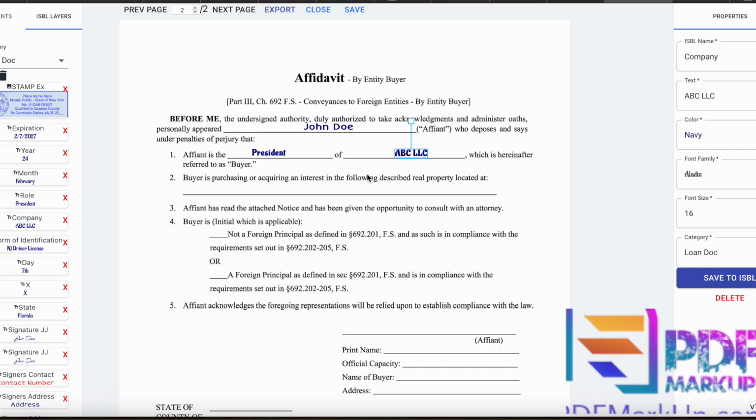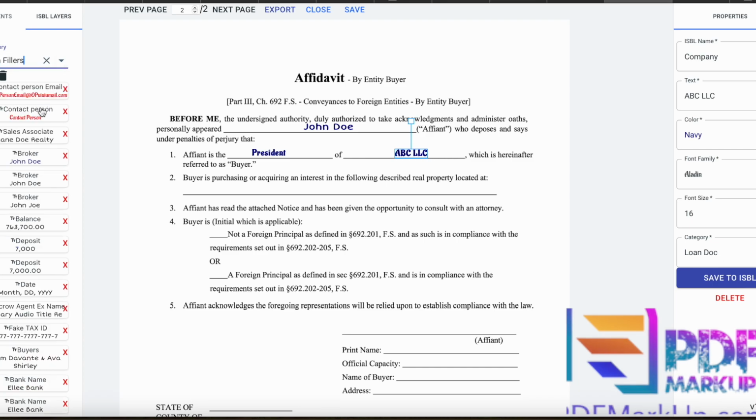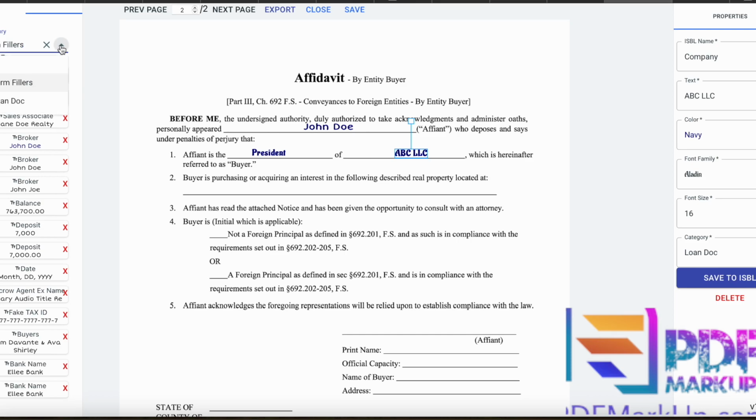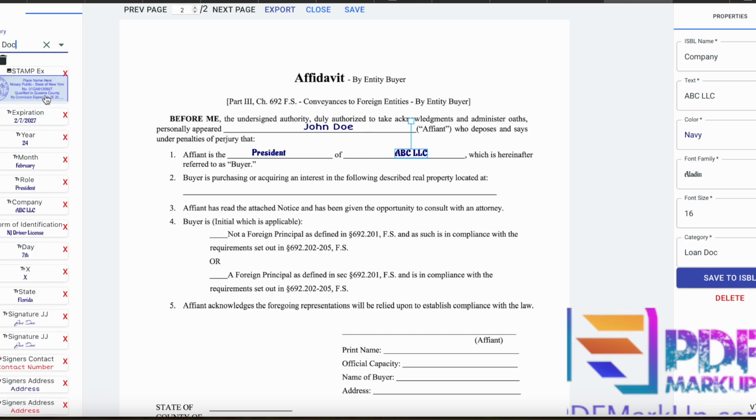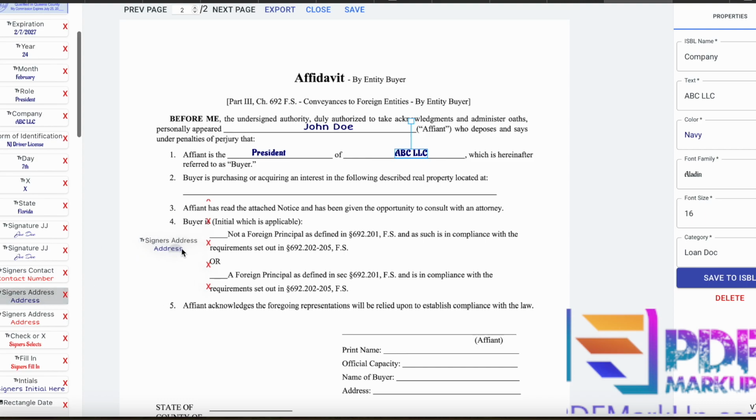Next. Buyer is purchasing or acquiring an interest in the following described real property located at, you put the address, the full address. So you want to put the street number, the street, boulevard name, whatever it is, avenue. You want to go ahead and put the city, state, and the zip code. Sorry about that. I'm over here trying to find the address. Okay, there we go. Then again, the buyer's going to initial with whichever is applicable to them.